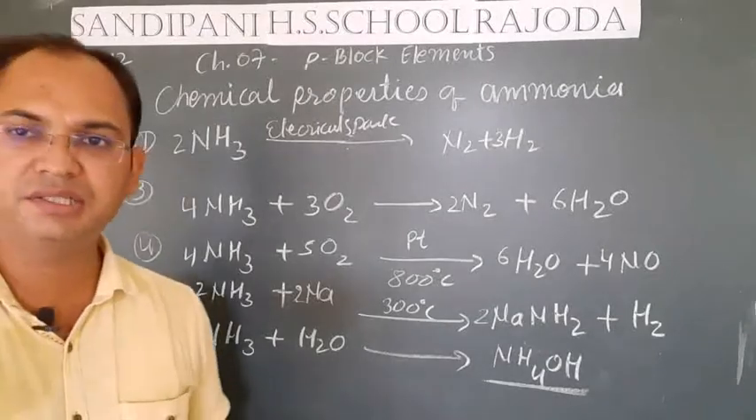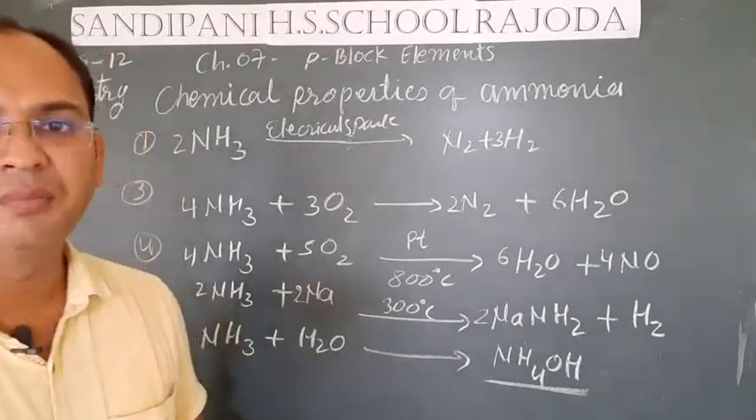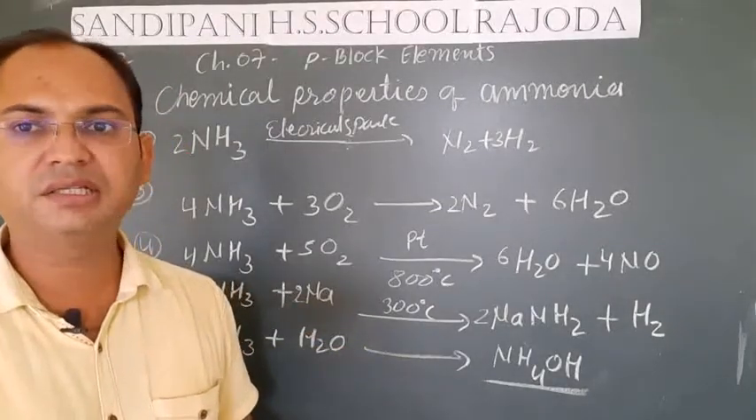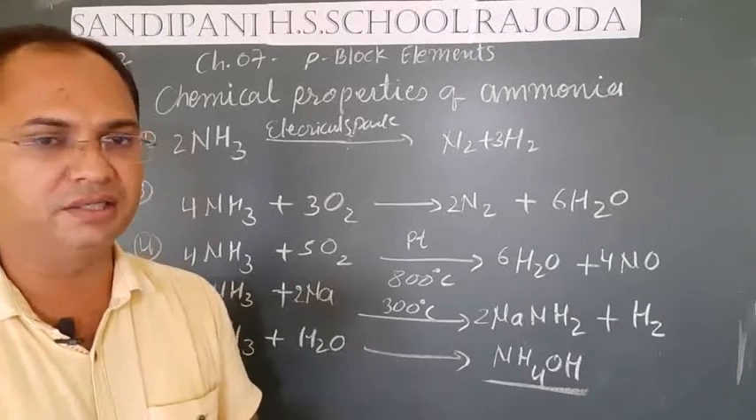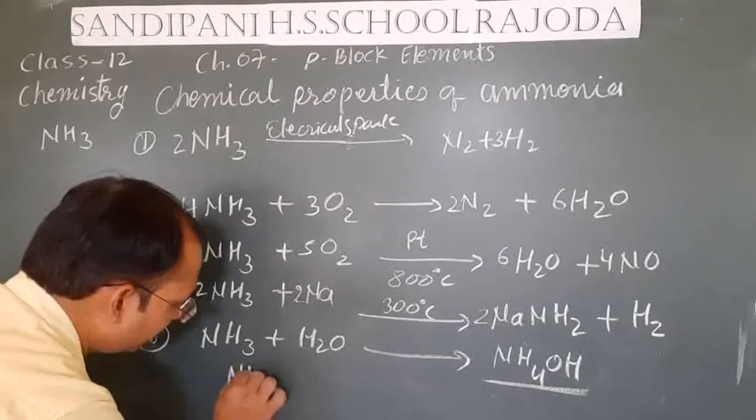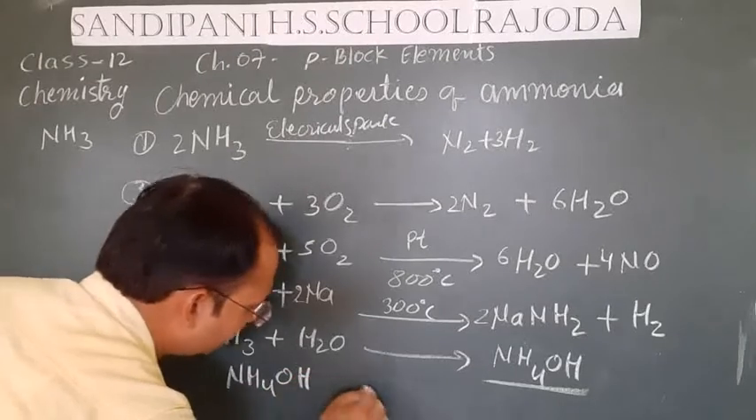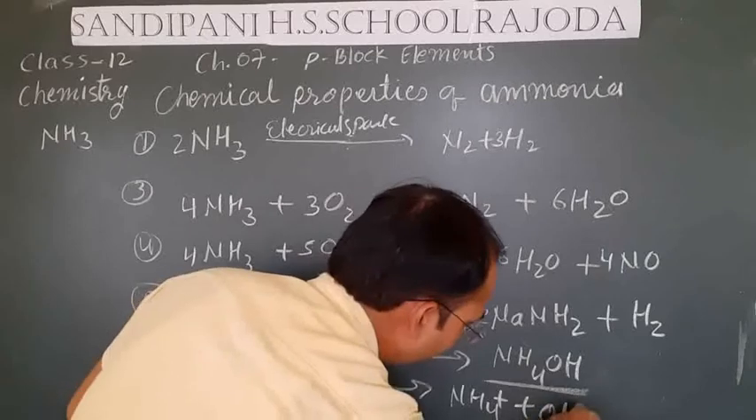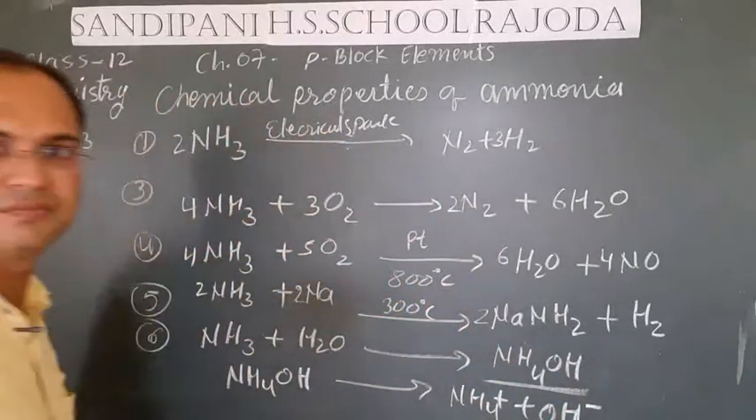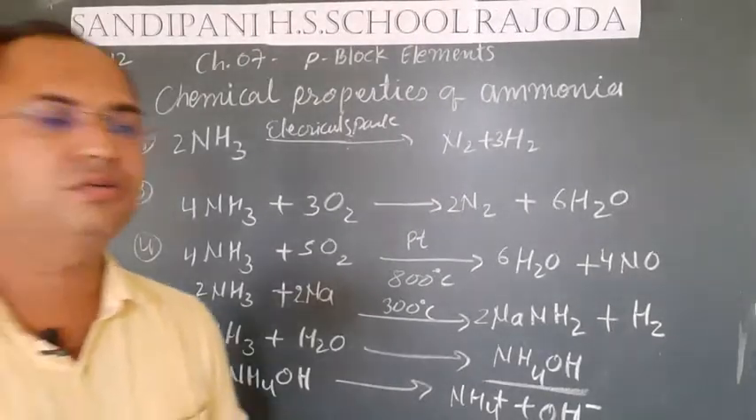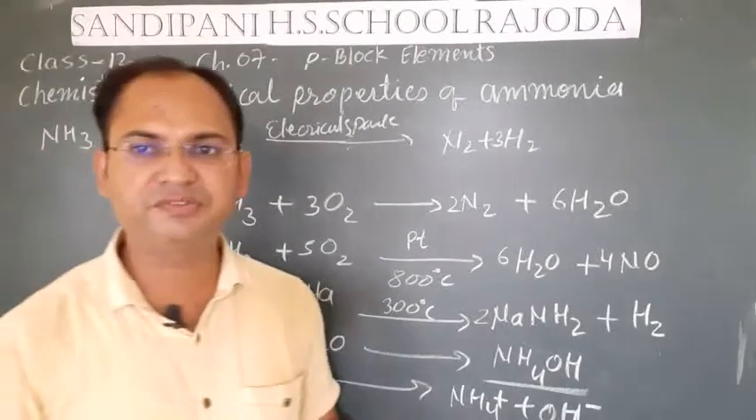Ammonium hydroxide is a strong base which is bitter in taste, and it is a base because in a reaction it always produces OH ion. When we see its breakdown, NH4OH always gives NH4 plus and OH minus. So it is a base. So students, this is all about the chemical properties of ammonia.